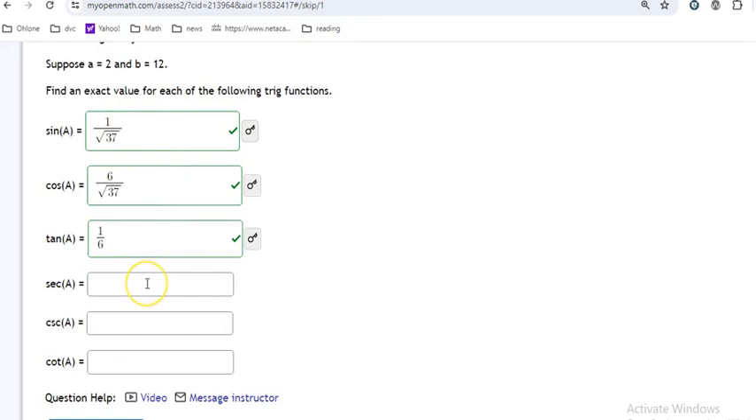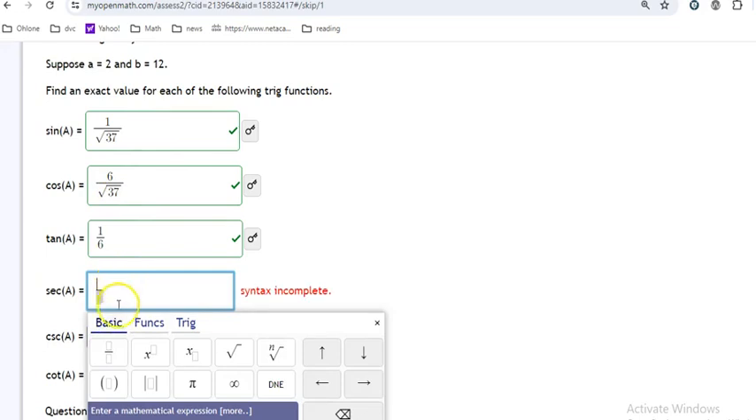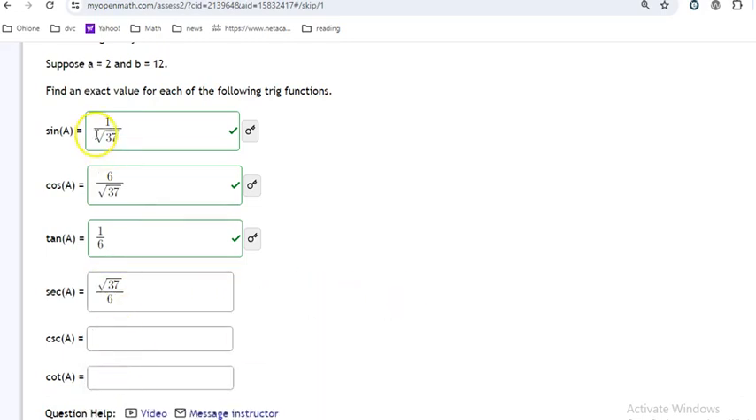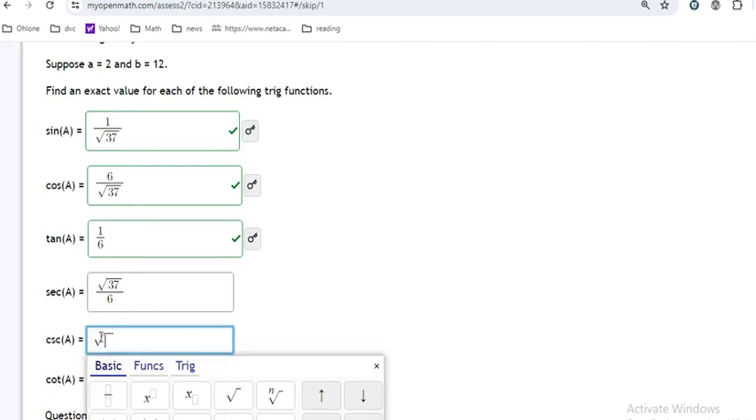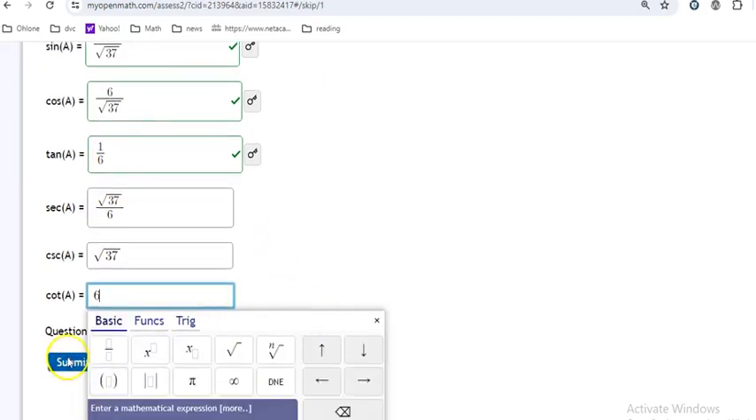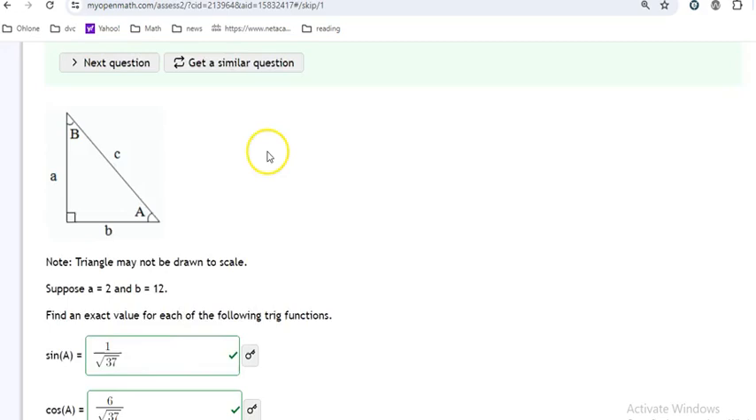The other ones are the reciprocals of their corresponding functions. Secant is the reciprocal of cosine, so I would just do the square root of 37 over 6. Cosecant is the reciprocal of sine, so I would just do root 37 over 1. We don't have to type the 1. Cotangent is the reciprocal of tangent, so it would just be 6. Submit. So using SOHCAHTOA, you can write sine, cosine, and tangent, and you can write the reciprocals of the other ones.